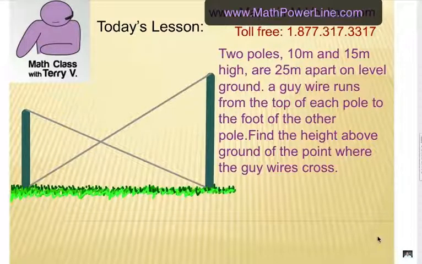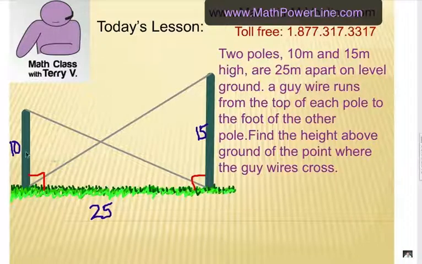Here it is. Two poles, 10 meters and 15 meters high, are 25 meters apart on level ground. A guy wire runs from the top of each pole to the foot of the other pole. Find the height above the ground of the point where the guy wires cross. All right, well, you can already tell in this diagram we've got lots of right triangles to worry about. Now I'm going to put the numbers in and see if we can dissect what's going on here.